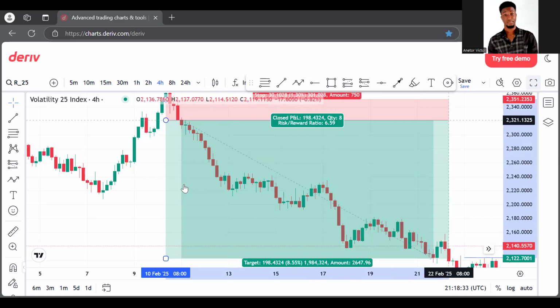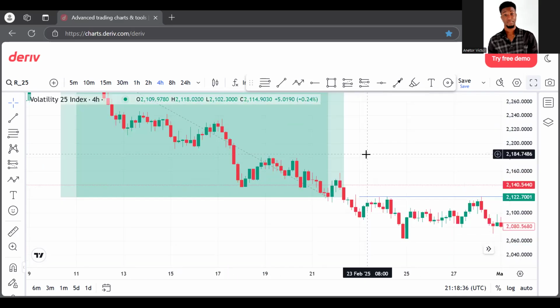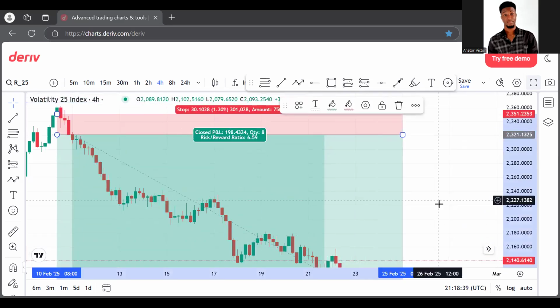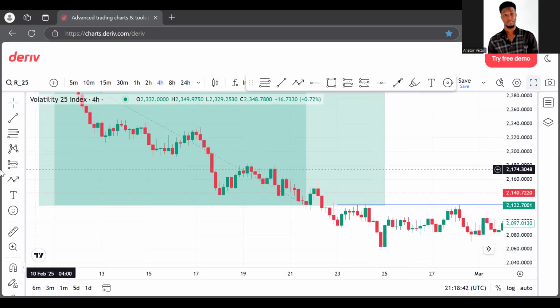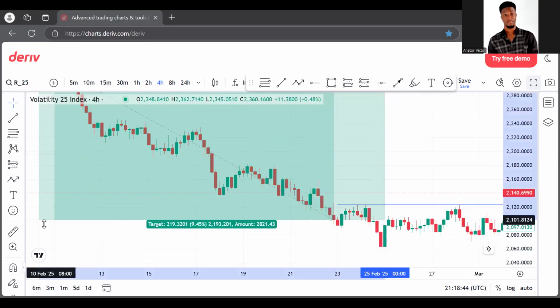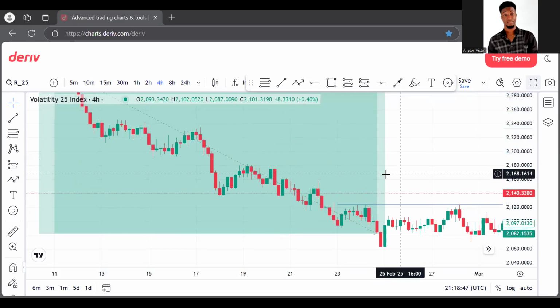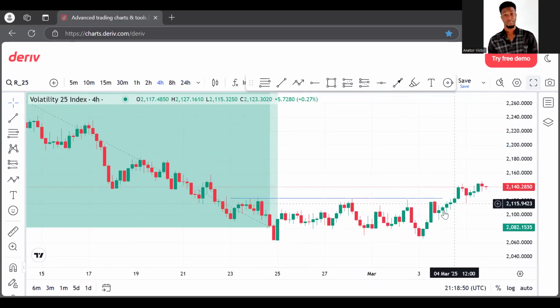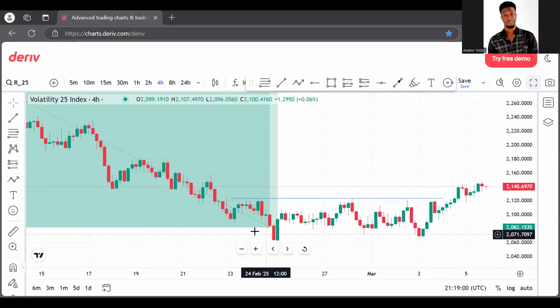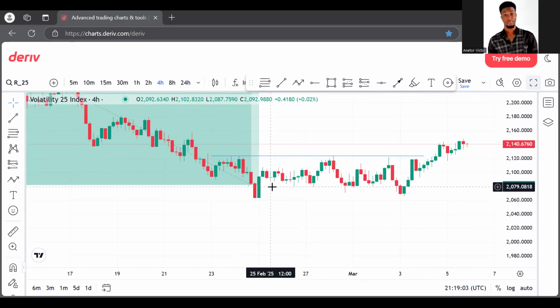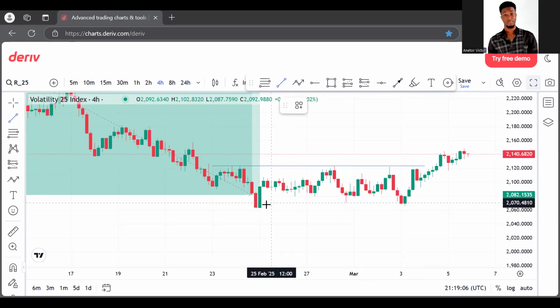Then I would swing it to whenever I see a change of character, like it did for us today. I could have swung it to this point, to this point. See, this is where I saw a change of character. You see, there was a 4 hours candle close. Are you seeing it? There was a 4 hours candle close here. So this is where I would have waited for the pullback, right, and close. Or here also can still signify it.